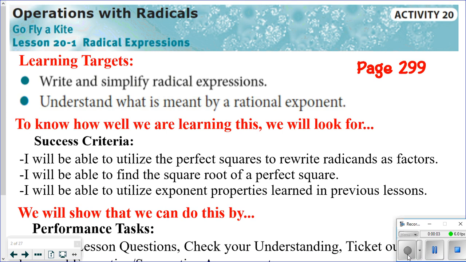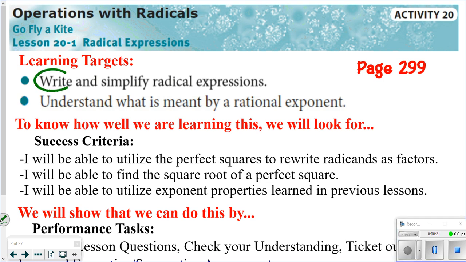Hi everyone. Today we are talking about radical expressions. So if you were to open your book, you would find this on page 299, but I've created a note sheet for us. But let's take a look at our two learning targets.